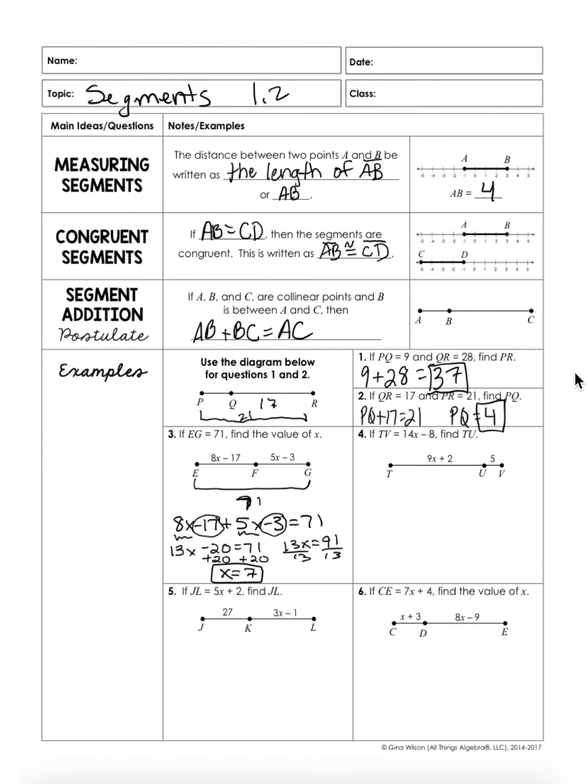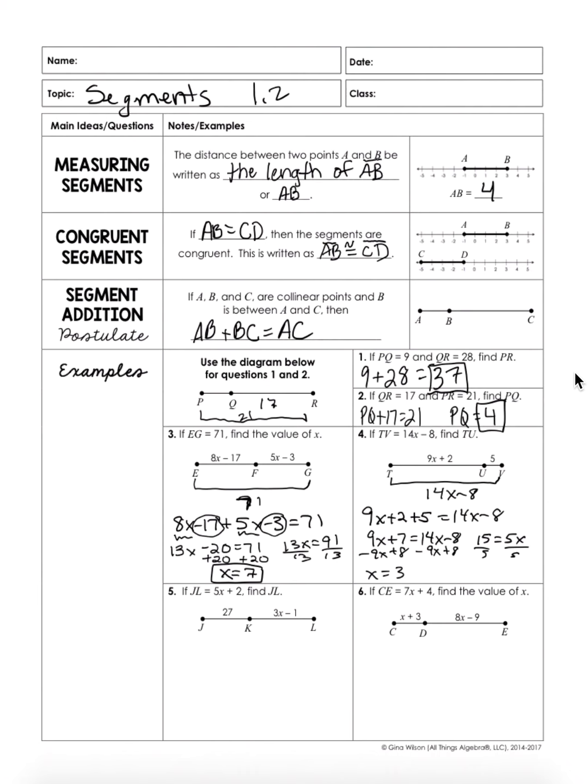All right, so number 4 is similar. This time we know that the whole thing is 14x minus 8. So I'm going to say 9x plus 2 plus 5, so this TU plus UV, that whole thing, equals 14x minus 8. So then I say that this is 9x plus 7 over here. Subtract 9x from both sides, add 8 to both sides, and that would give me 15 equals 5x. Divided by 5, I get x equals 3.